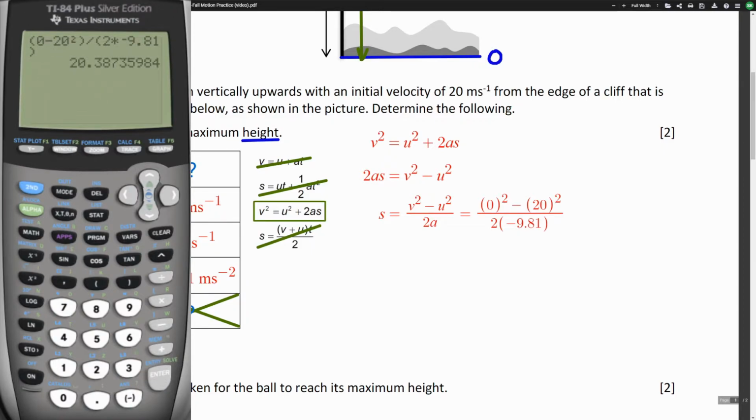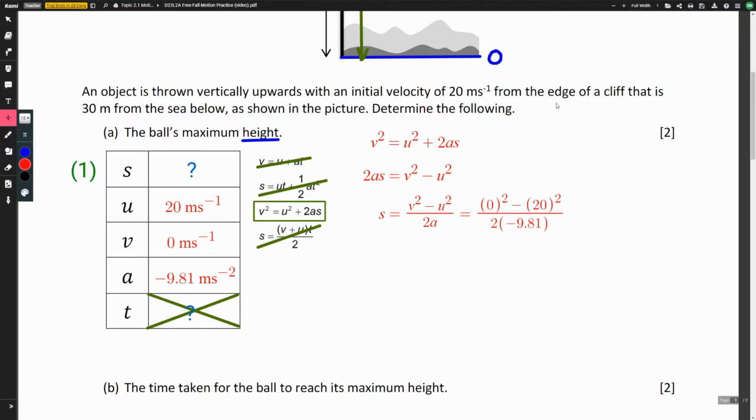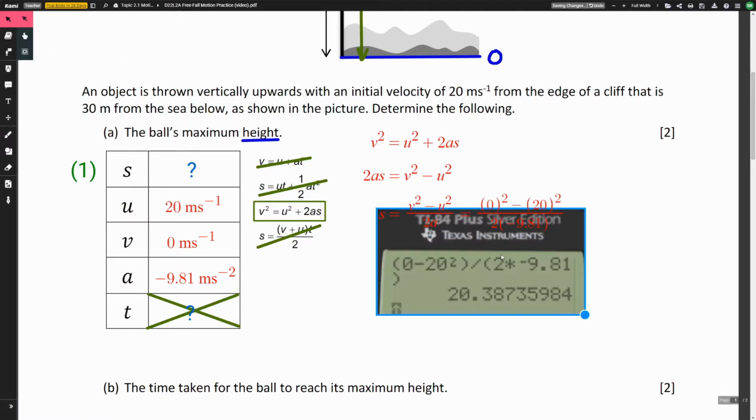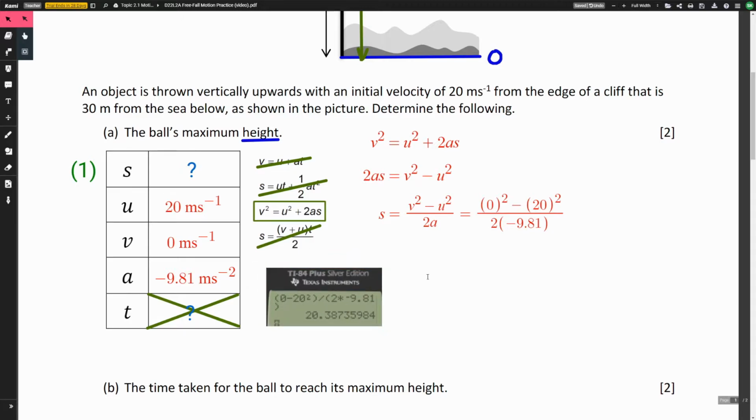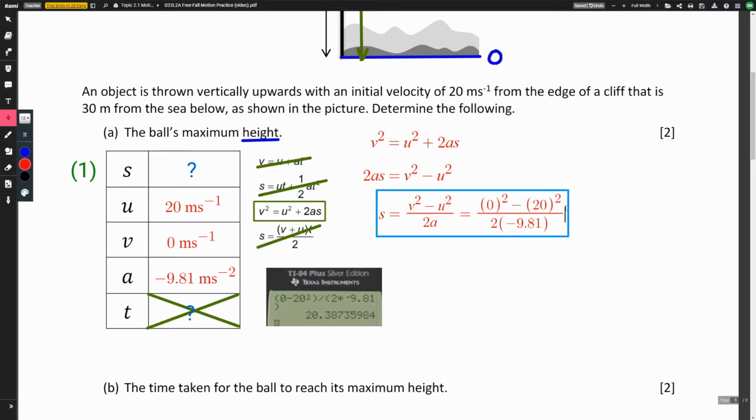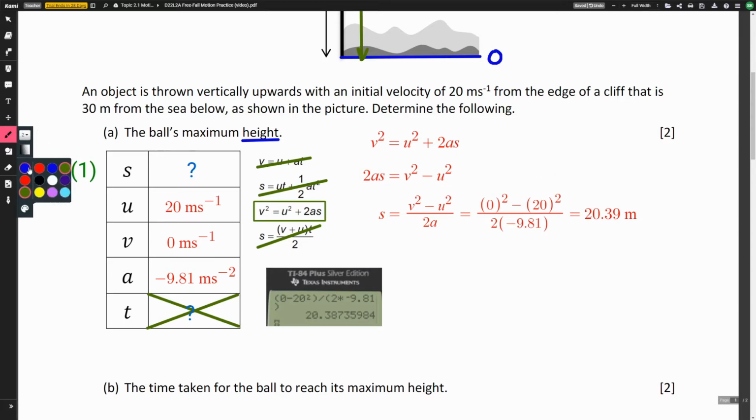I'm going to take a screenshot of my calculator and paste it into the Camtasia file so I have a record of what calculations I performed. And that way I can go into the equation over here and write out my answer, 20.39. And that's going to be meters. But remember what I said earlier, this actually isn't the answer to the question.